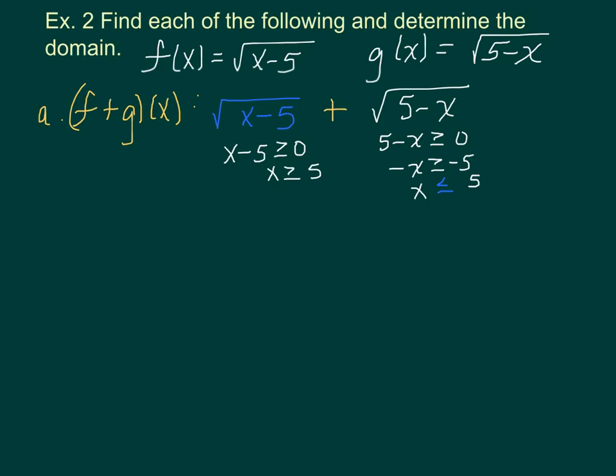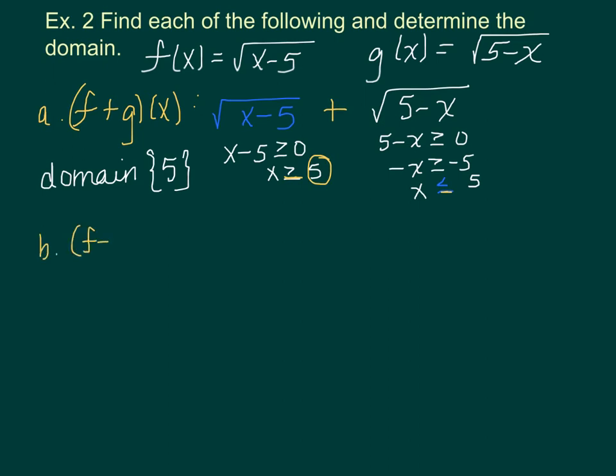Because we can't use negatives over here. We can't use numbers larger over here. So the only thing that we can use for both, because they have this equal sign, is 5. So our domain, the only number we can use that would be safe is 5.